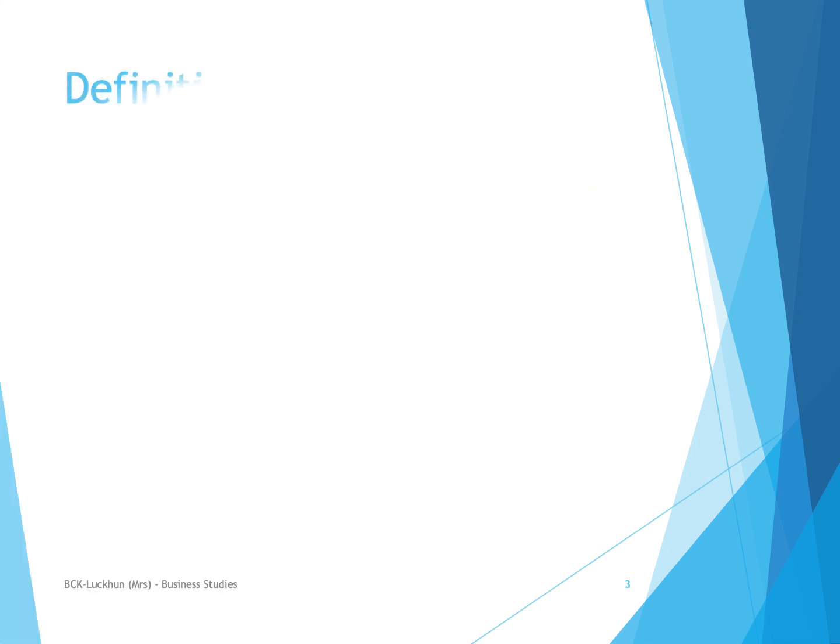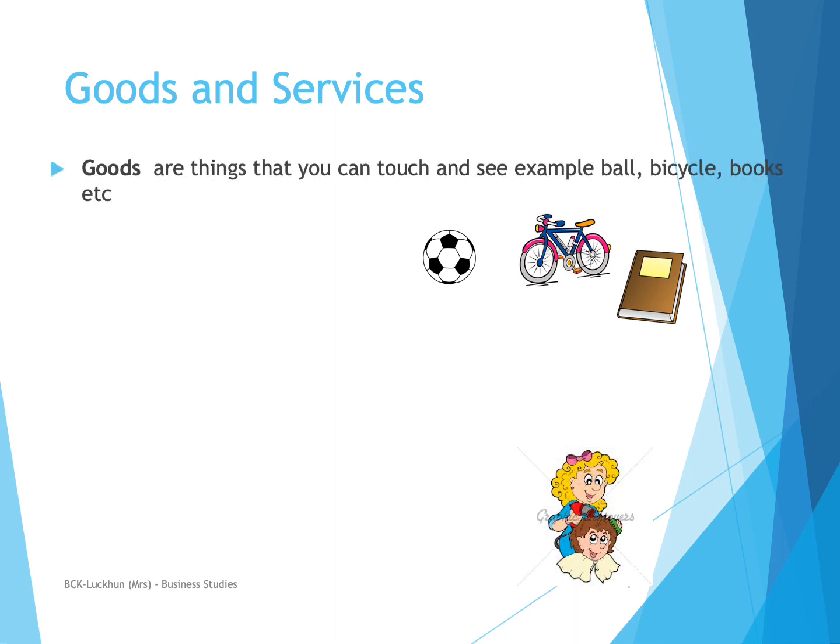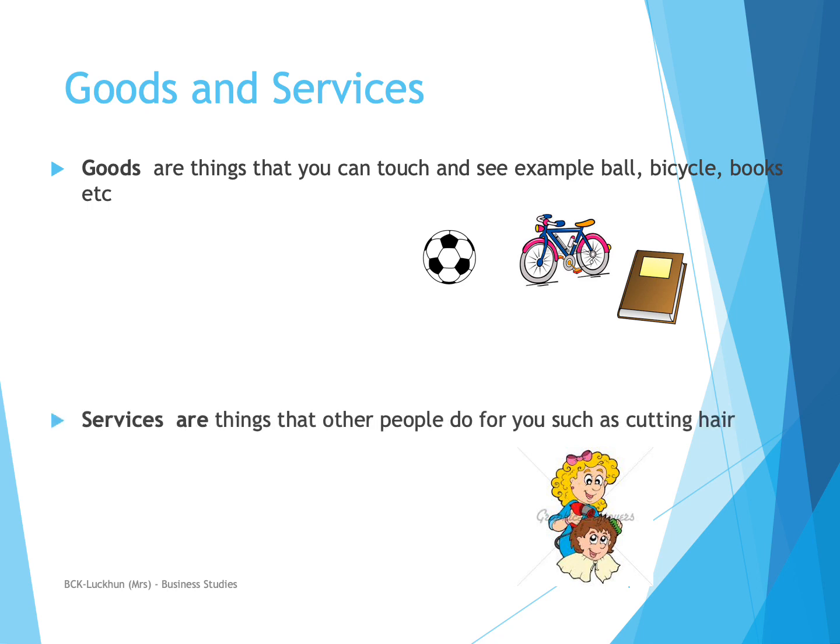So let us start with the definition of business. Businesses produce goods and services to satisfy people's needs and wants. Goods and services. Goods are things that you can touch and see. For example, a ball, a bicycle, books, etc. Services are things that other people do for you, such as the cutting of the hair.